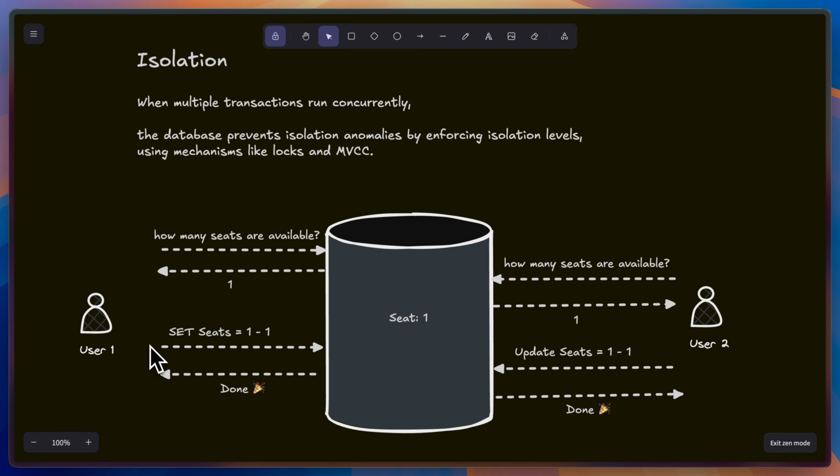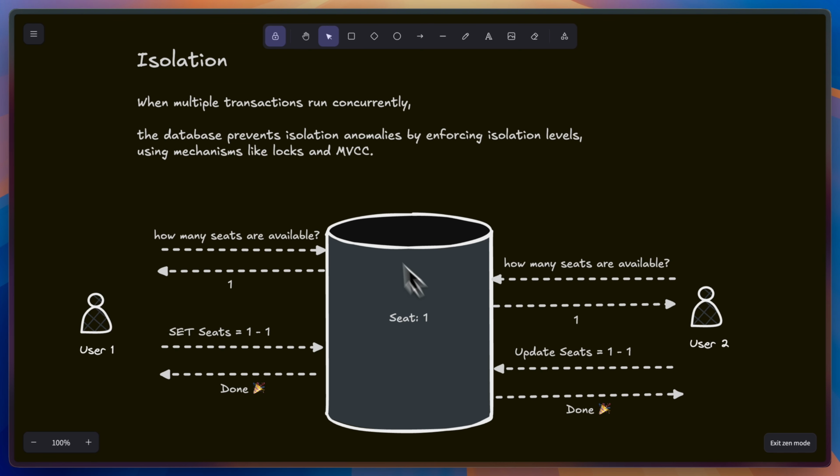Now they both will pay the money simultaneously and reduce the counter from 1 to 0. So 1 minus 1 is 0. And similarly, this user will also do 1 minus 1, which is 0. The problem over here is they both have paid the money for the same seat, right? So this is the problem.